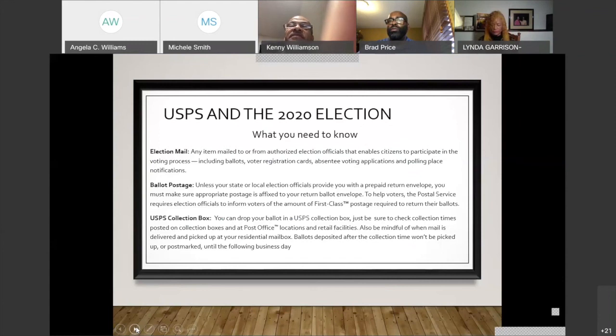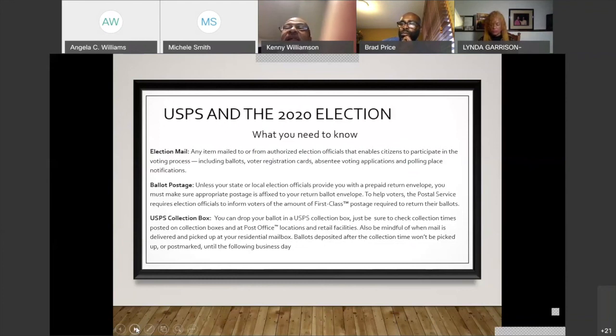Ballot postage. Unless your state or local election officials provide you with a prepaid return envelope, you must make sure the appropriate postage is affixed to your return ballot. To help voters, the Postal Service requires election officials to inform voters of the amount of first-class postage required to return their ballots. And USPS collection boxes: you can drop your ballot in a USPS collection box.